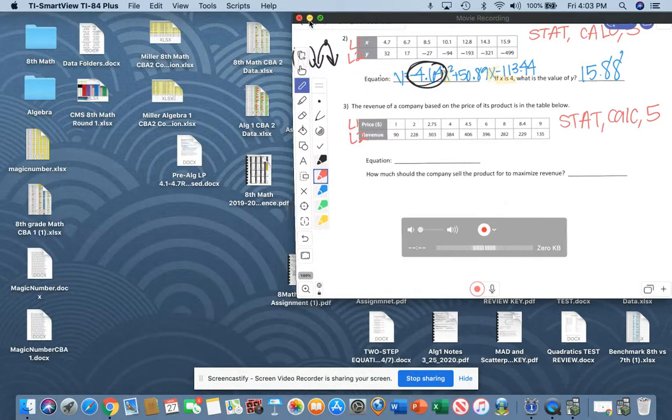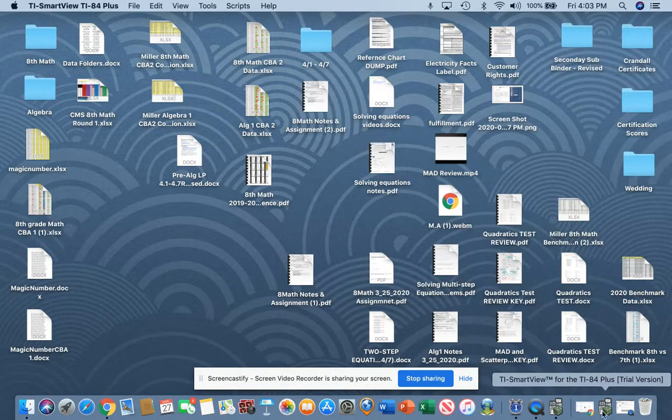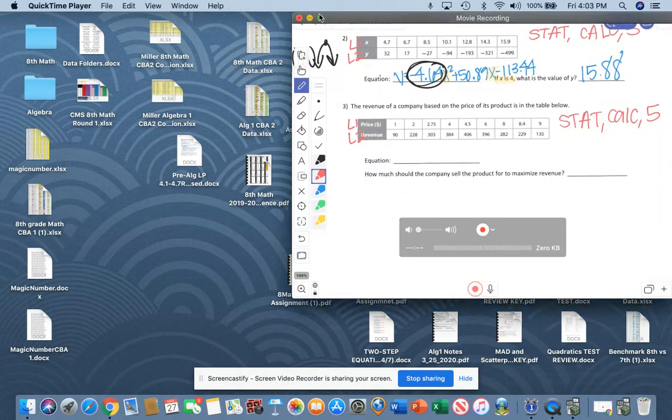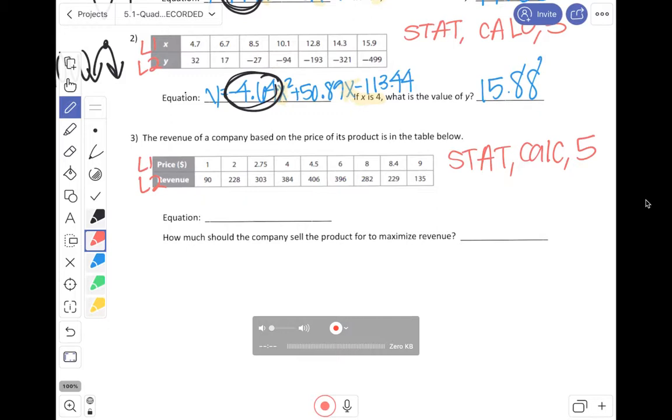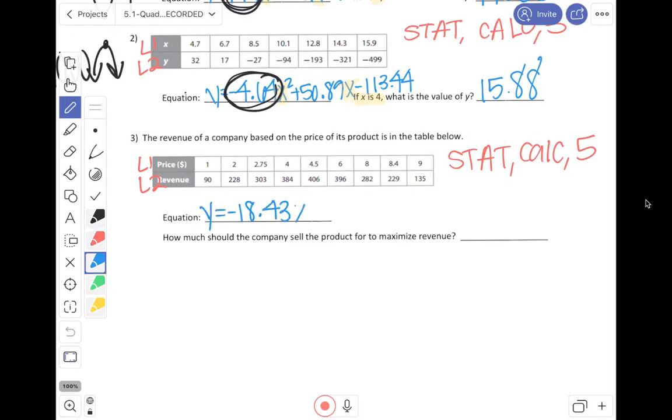So I'm going to go back over here. Whoop, where I'm going to hide it. There we go. I'm going to go back over here. The equation I got was y equals negative 18.43x squared plus 191.44x minus 83.36.